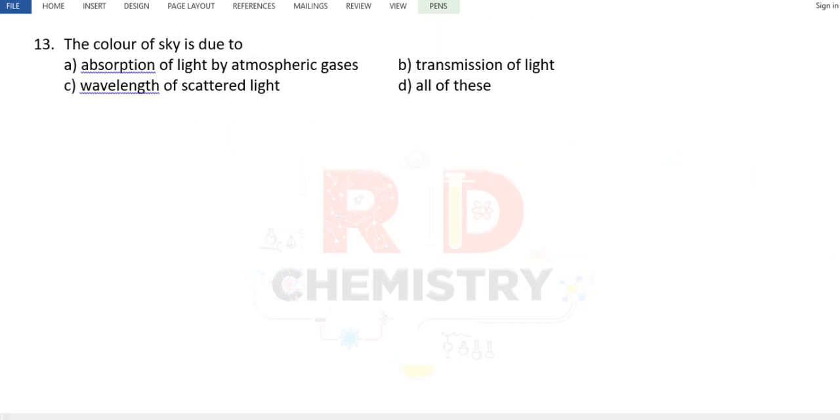Question number 13. The color of the sky is due to absorption of light by atmospheric gases, transmission of light, wavelength of scattered light, or D, all of these. So the actual answer is option number C, wavelength of the scattered light. Okay, C is the answer.